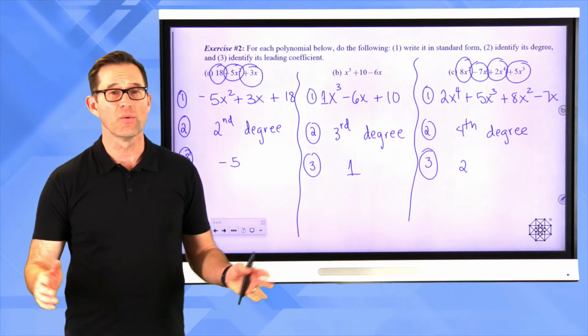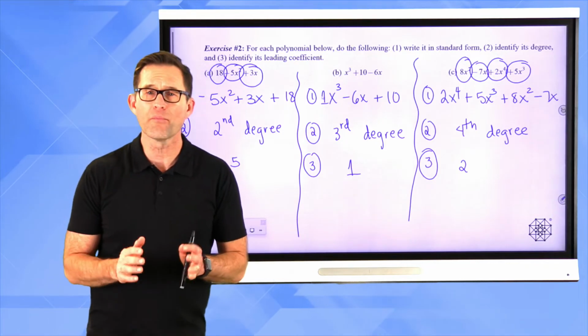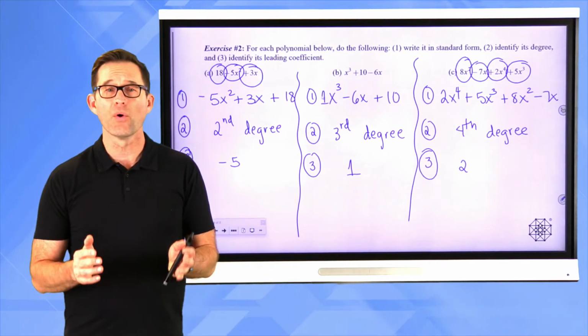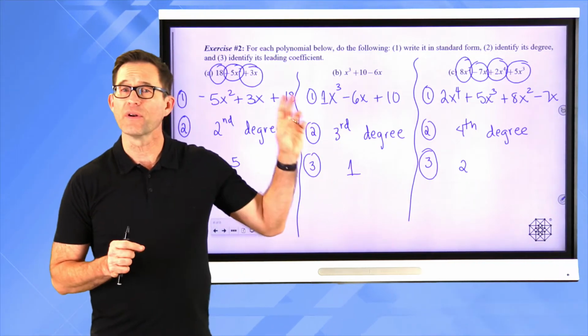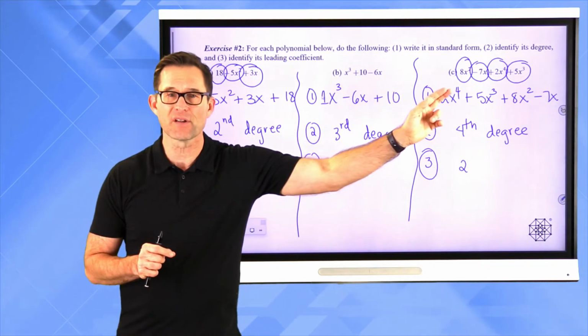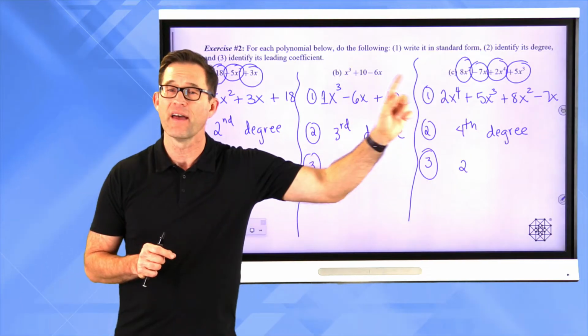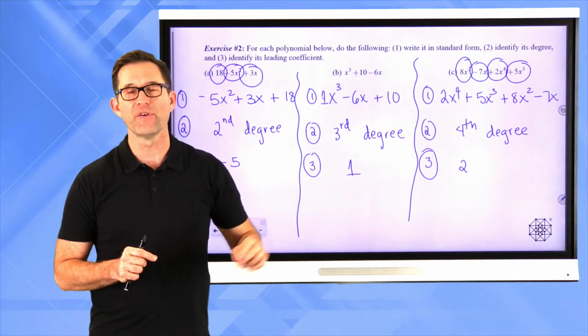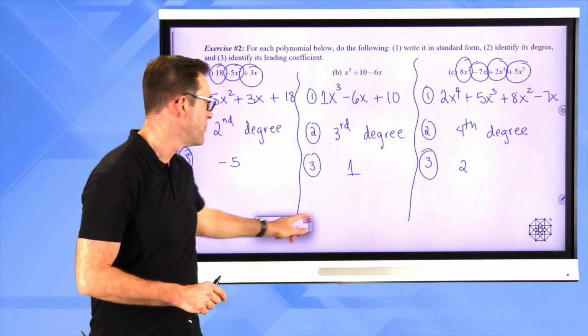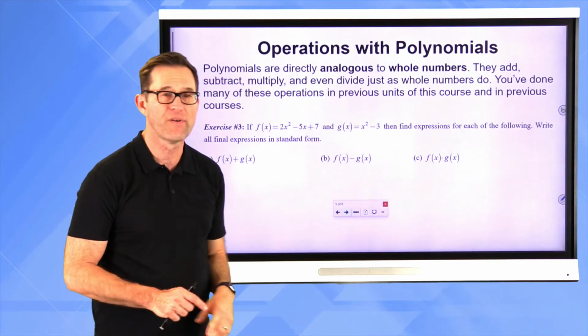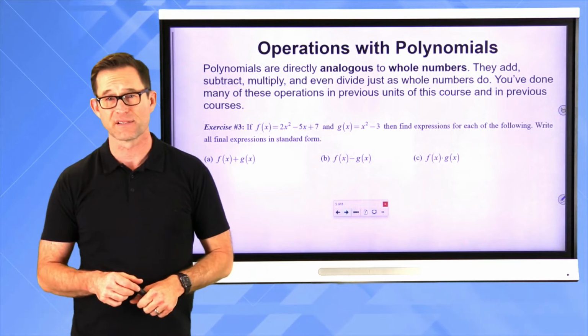All right, so there we go. And again, very, very important. Very important because ultimately speaking, the degree is going to be very important in terms of how functions based on these polynomial expressions act, and its leading coefficient is also going to be very important in terms of how functions behave. And we'll get into polynomial functions starting in the next lesson.